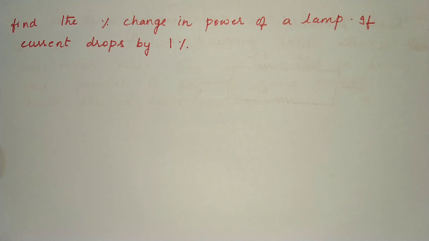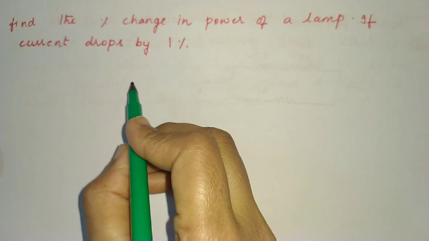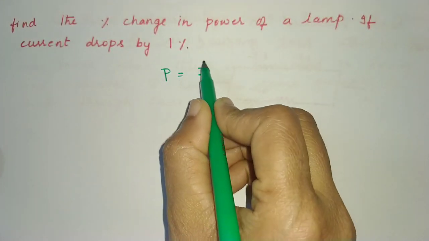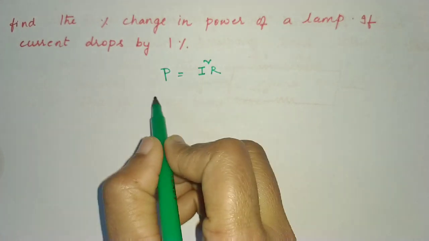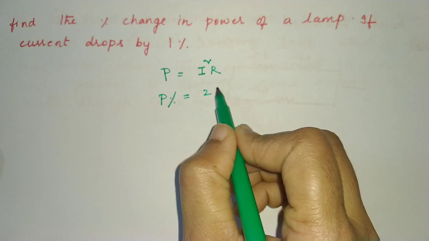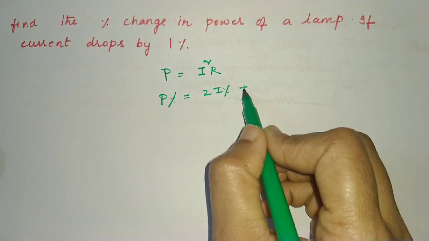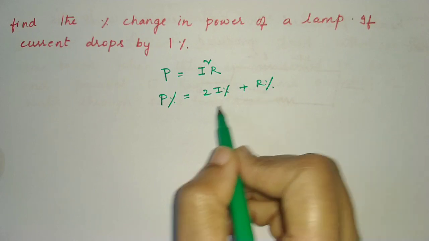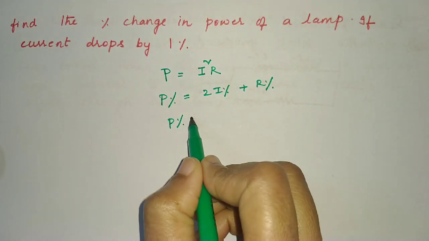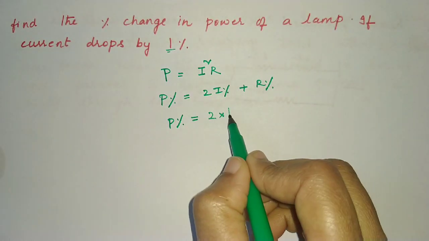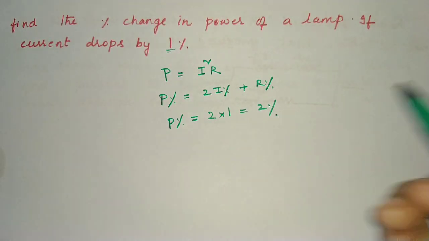Okay, this is a very small question. Find the percentage change in power of a lamp if the current drops by 1%. Since the current is varying, we know power in terms of current is I square into R. When percentage changes are very small, P percent will be 2 times I percent plus R percent. Anyway, resistance is not going to change. So what is the percentage change in power? 2 times I percent, which is 2 into 1, equal to 2%.